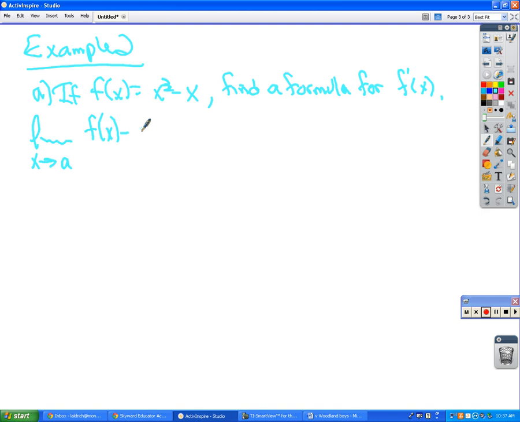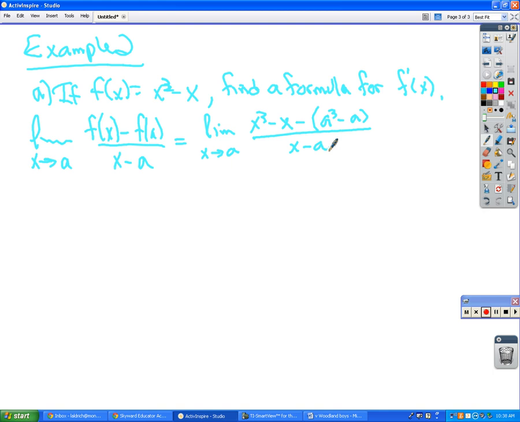Let's do a and see if that works. So f of x is x cubed minus x, minus f of a, which is a cubed minus a, all over x minus a. We have to see if it factors into something.